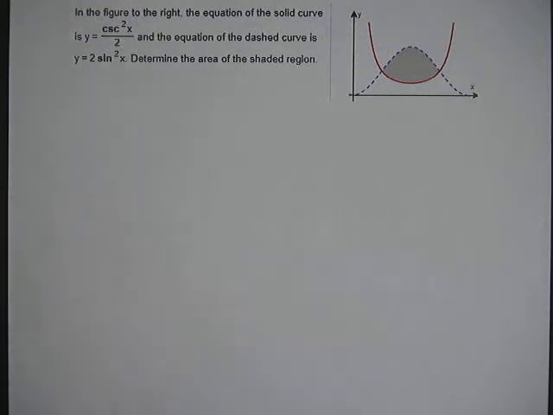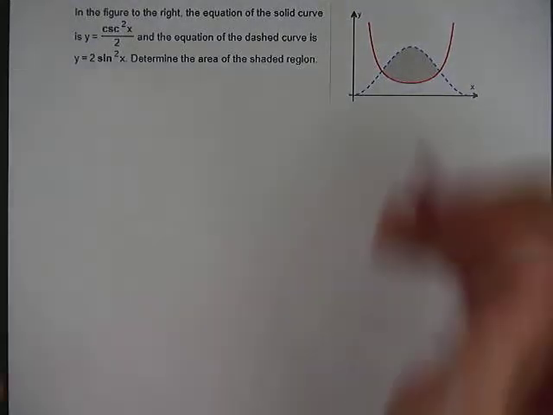In the figure to the right, the equation of the solid curve is y equals cosecant squared x over 2, and the equation of the dashed curve is y equals 2 sine squared x. Determine the area of the shaded region. Okay, so the first thing we want to do on this problem is find where these two graphs intersect.